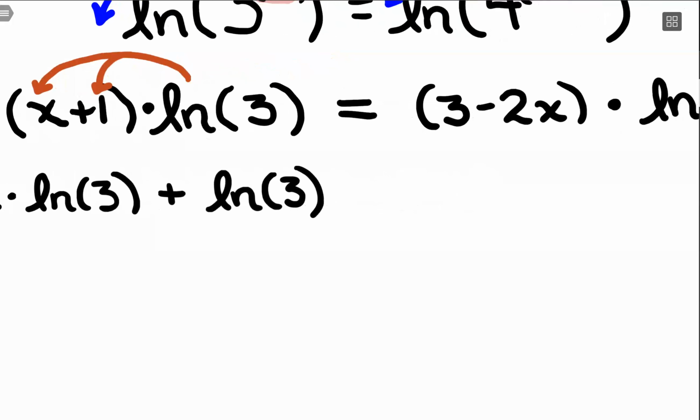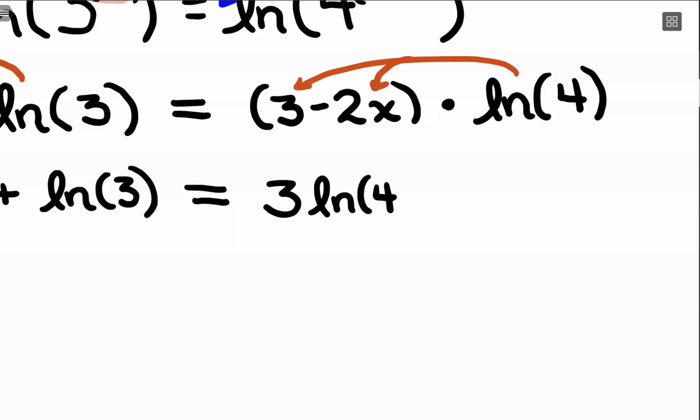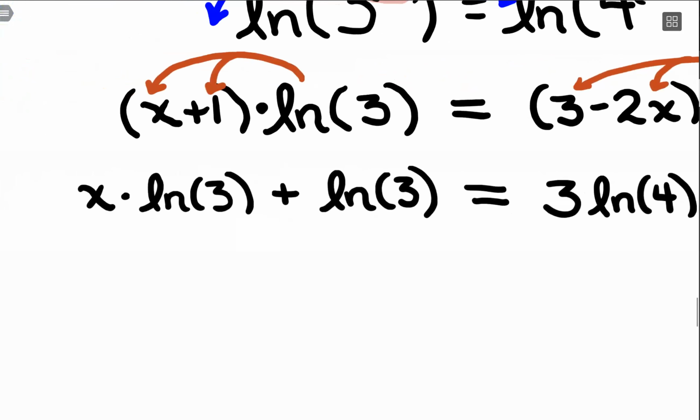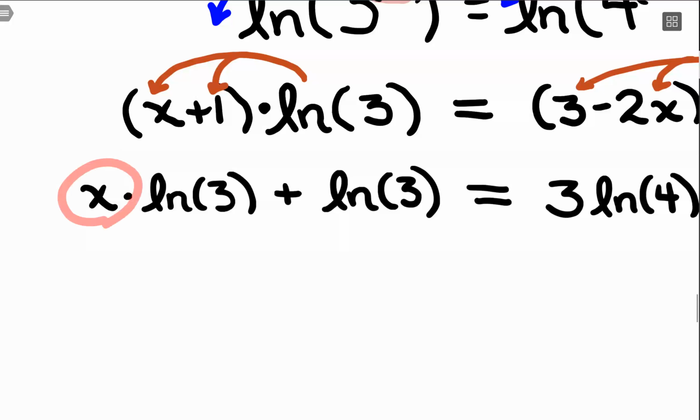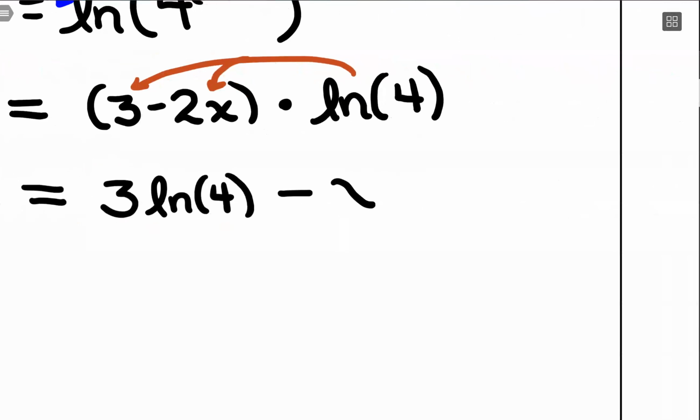And now we're going to do the same thing on the right-hand side. So natural log of 4 is going to distribute in. So we'll have 3 times the natural log of 4, and then negative 2x times natural log of 4. I'm going to bring the x out front, the only reason being to match the format that I had over here, where I'm putting x out front and then the value. So I'm going to put x out front, but then we'd have negative 2 times natural log of 4.